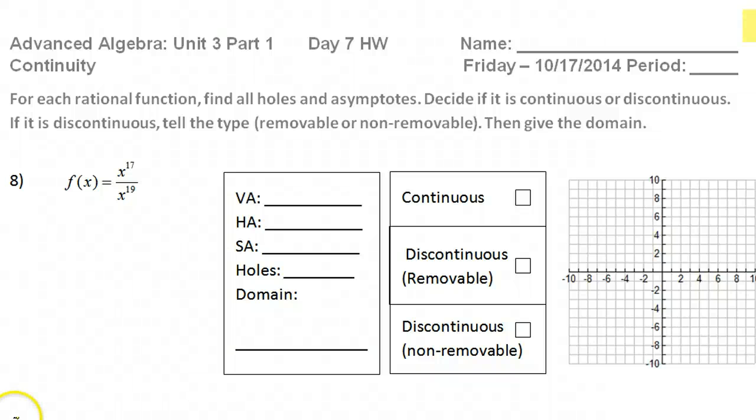Alright, this is the seventh and final part of our lesson on graphing rational functions.